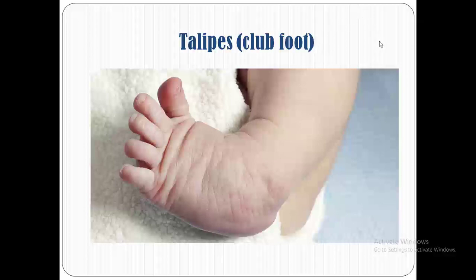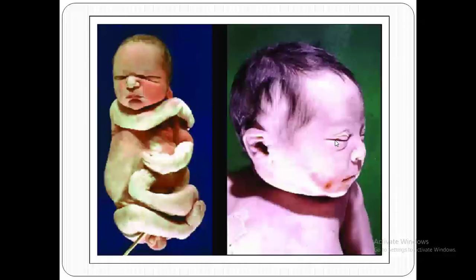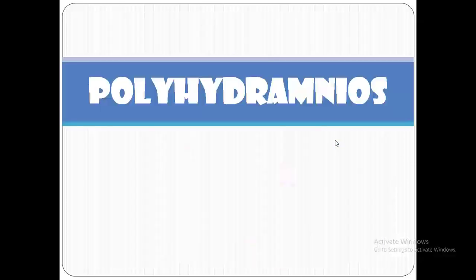Okay, so this is one of the complications. This is called talipes, club foot, and it is because the baby did not have sufficient room for his feet to develop properly. This is Potter syndrome, and it is also a complication of oligohydramnios, especially that caused by renal agenesis. Another picture of Potter syndrome. And that is all we have for oligohydramnios.